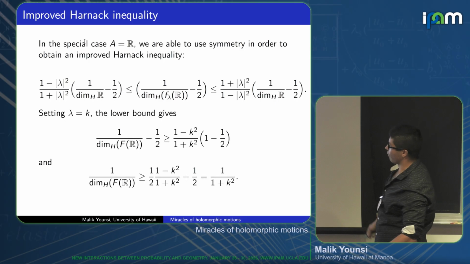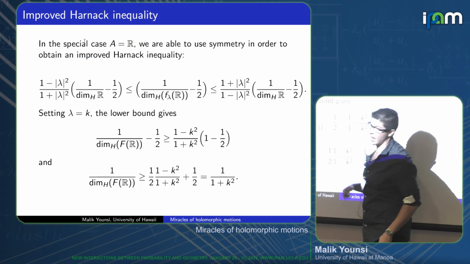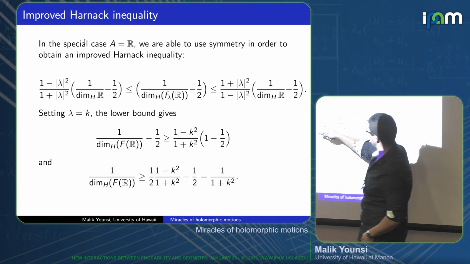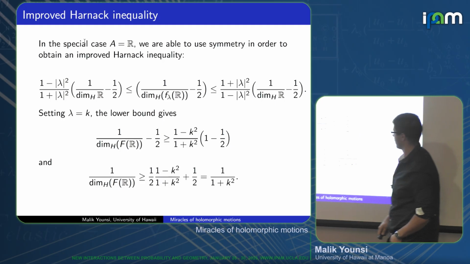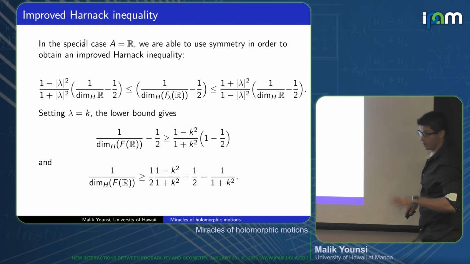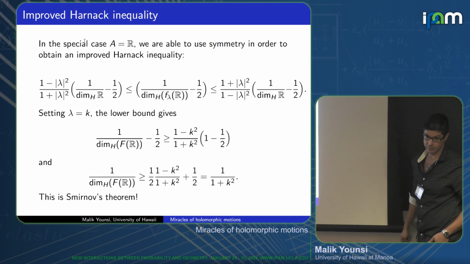And that's for our holomorphic motion. Now, if you want to recover a specific QC mapping, you have to set lambda to be equal to k. And if you look at the lower bound you get when you do this, then you can simplify, and that gives you a lower bound for 1 over the dimension. You flip this around, you get the 1 plus k squared. That's exactly Smirnov's theorem. Okay?